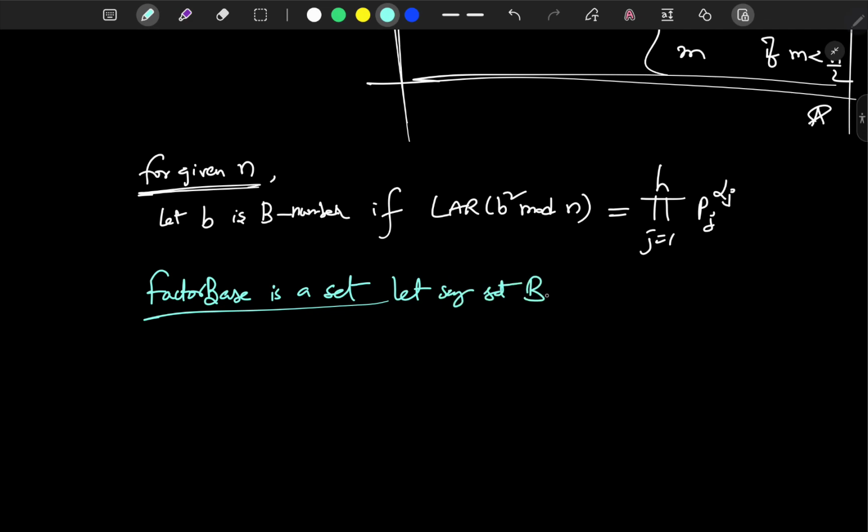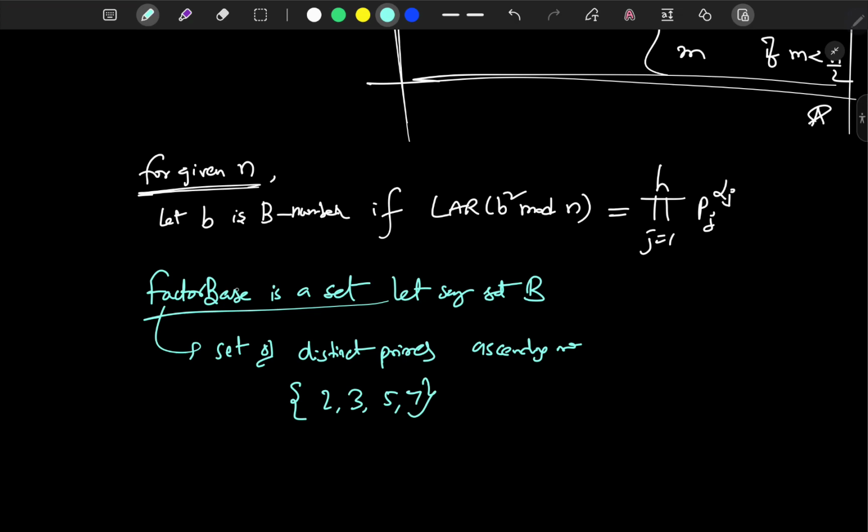Let's say set B. B is called the factor base. The definition is: it is a set of distinct primes, and generally we write this set in ascending order. So basically the factor base is nothing but distinct primes, like 2, 3, 5, 7. Generally we keep the factor base in ascending order to avoid confusion. That's what you have to understand.